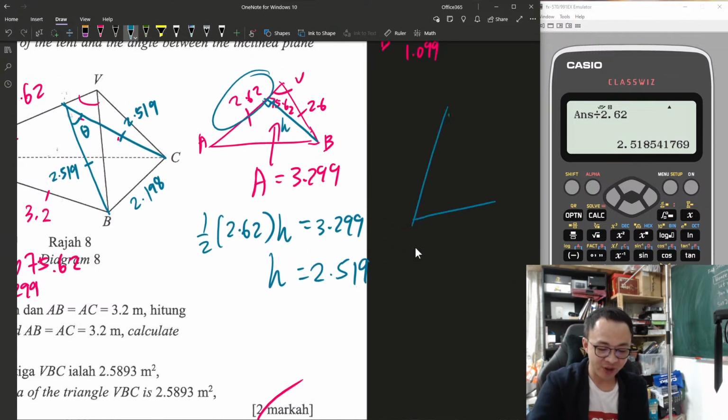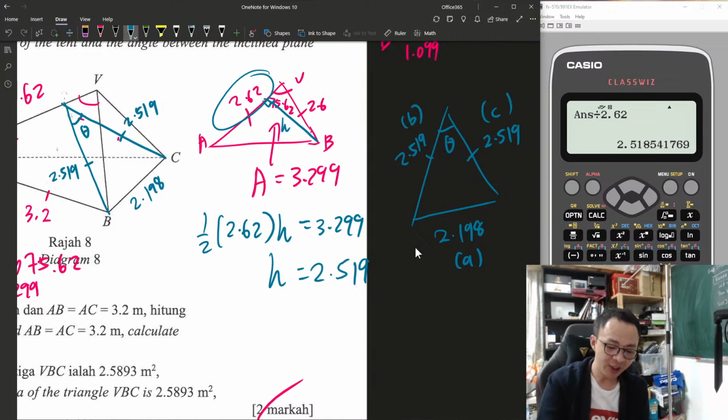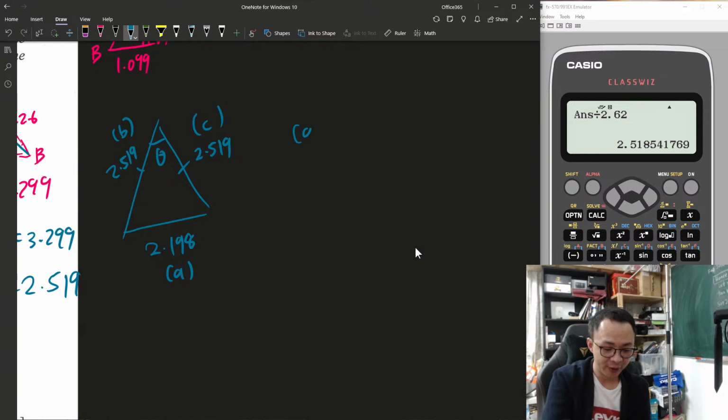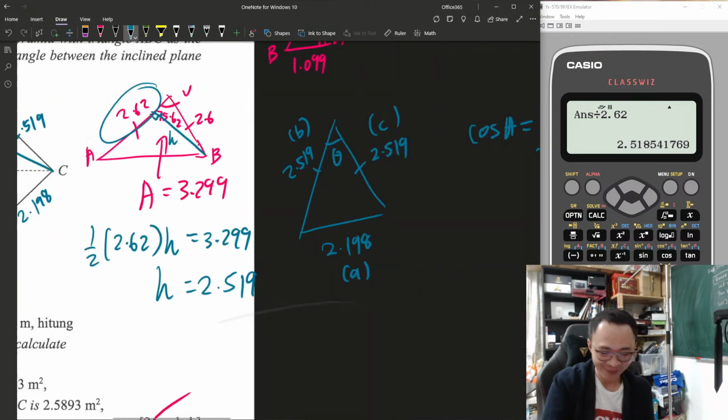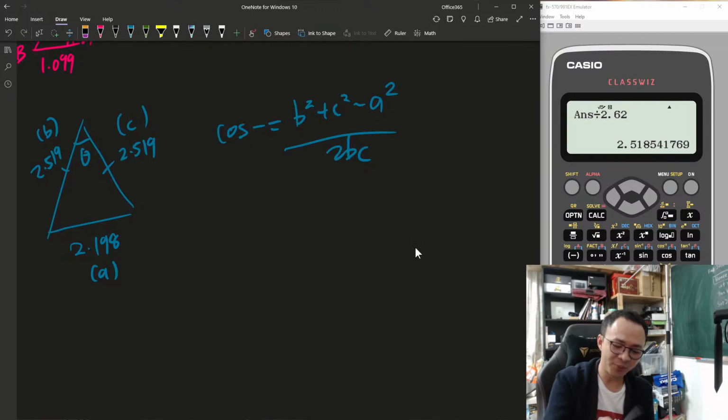That angle will be the angle between them. So you should know this is the cosine rule, isn't it? Want to find this angle. So 2.198 will be my A. Then 2.519 and 2.519 will be my B and C. So I will use the cosine rule to find the angle between. So cos A is B squared plus C squared minus A squared over 2BC. Sometimes I do too much math, I will just go crazy. Alright, for the angle between, I don't want to put A. I just put theta. Theta is the angle between two planes.